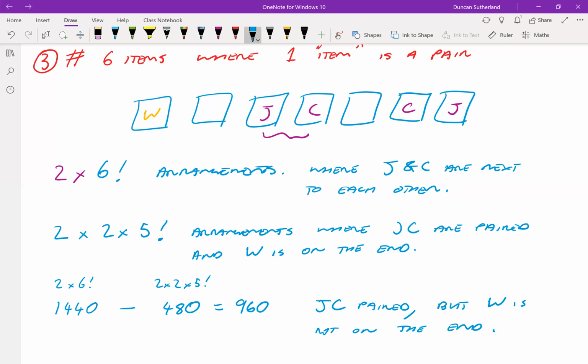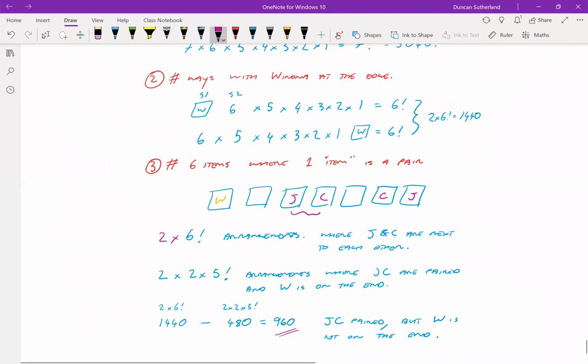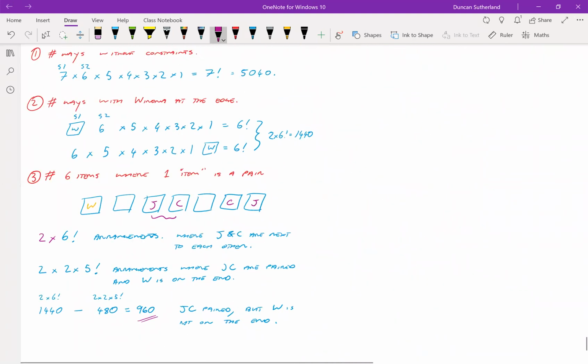Okay, so this number is the important one. 960 ways that we can seat John and Chloe together without Winona on the edge. We previously worked out that there were 5,040 total ways that we can arrange the group. There's 1,440 ways where Winona's on the edge. And there's 960 ways where John and Chloe are paired, but Winona is not on the edge.